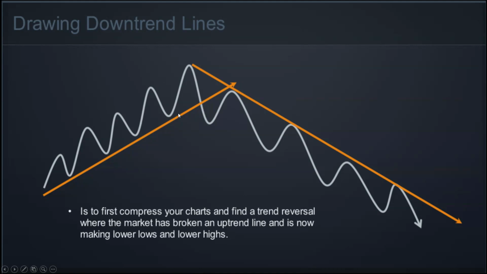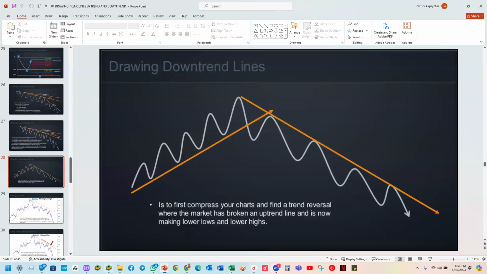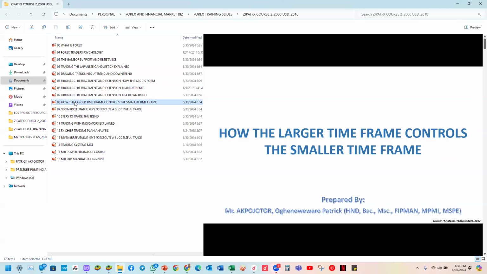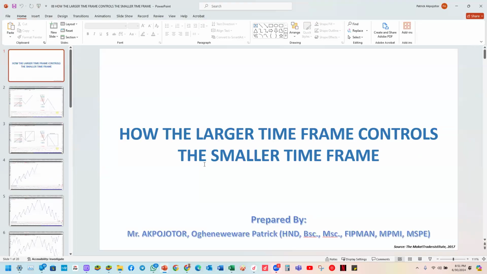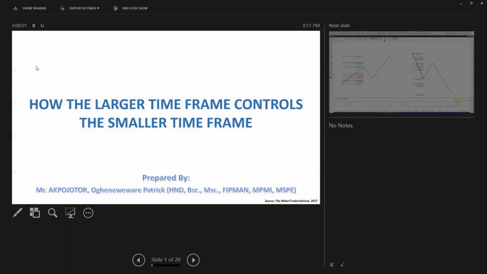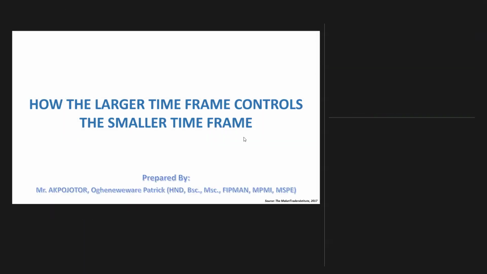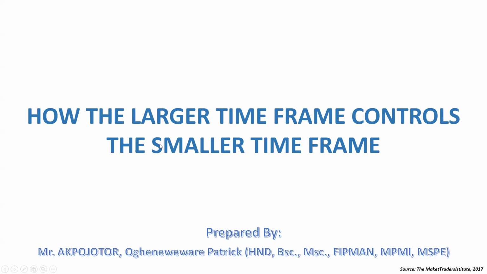Let me bring a material that explains it better to you guys. I've not gotten to that course, but let me just switch to that course: how the larger time frame controls the smaller time frame. I just want to do an explanation. Maybe it will be clearer for you. This is not the subject, but I just want to make it clear so that you can see how the market does that directional change. Okay, so this is the market.